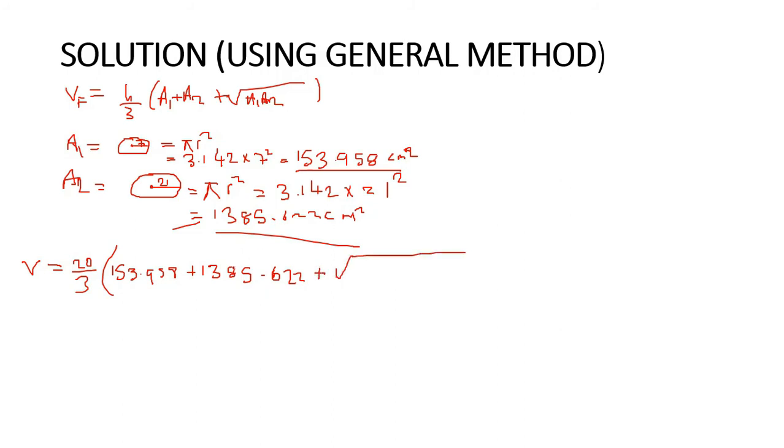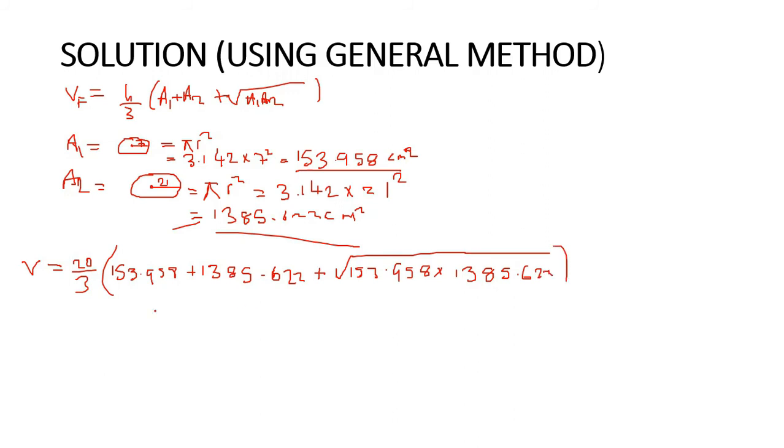Now this time around you are multiplying. So you show you are multiplying 153.958 multiplied by 1385.622. All this should be in the square root.